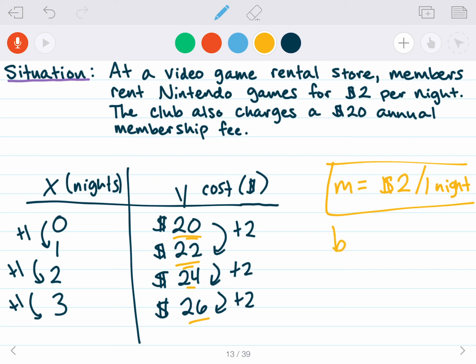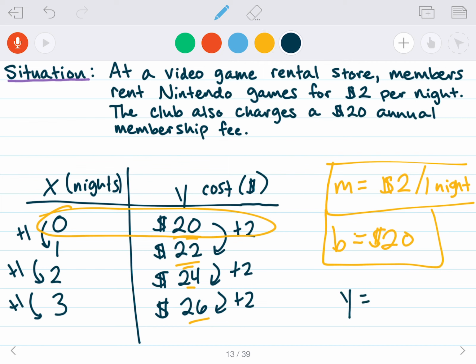Now my B is going to be my starting value when X is 0. When X is 0, Y is 20. So my B is going to be $20. All right. So altogether, my equation is going to be Y equals 2X plus 20. And this is my answer right here.